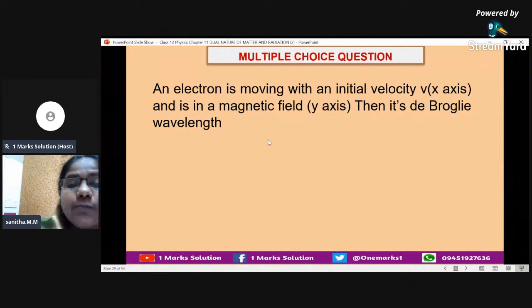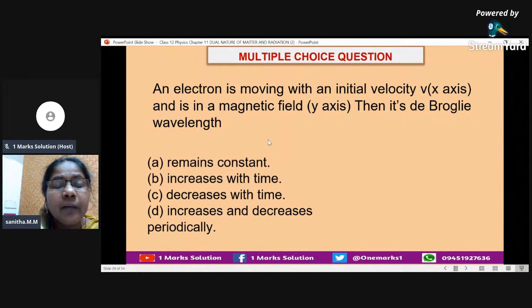It will experience a force F is equal to QVB sin theta. You are studying in moving charges and magnetism. That chapter is very important. So in that chapter, you are studying the Lorentz force, magnetic Lorentz force. F is equal to QVB sin theta and Q into, what is it? V cross B. V cross B means, what is it? Here, cross product. So cross product means the direction of the force will be perpendicular to the plane containing velocity and the magnetic field. That means K, it is moving along the z-axis, or it will be K.